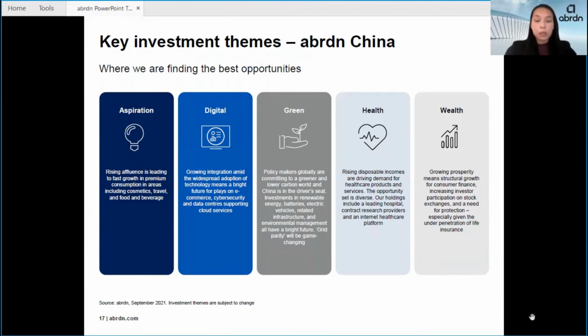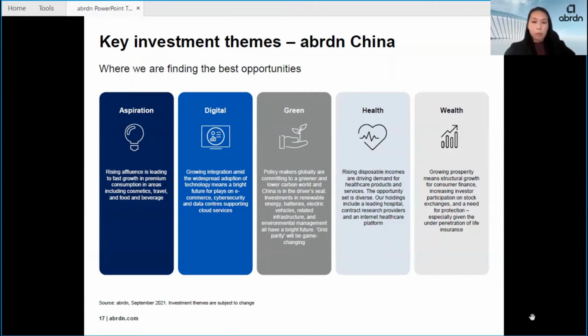The third theme is the green theme. As you may know, China has a goal of being net zero in terms of carbon emissions by 2060. So very much aligned with that theme. We have holdings in solar wafer producers, component makers, battery and related component makers as well. So, for instance, we have one of the world's largest electric vehicle battery makers in this space.